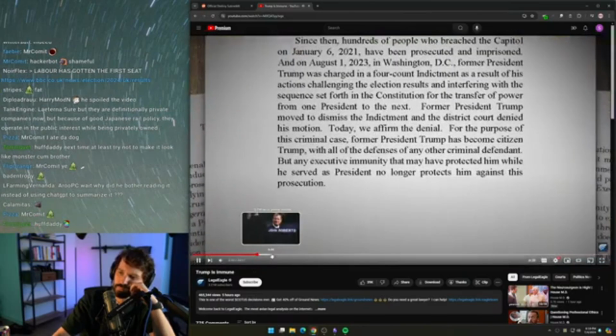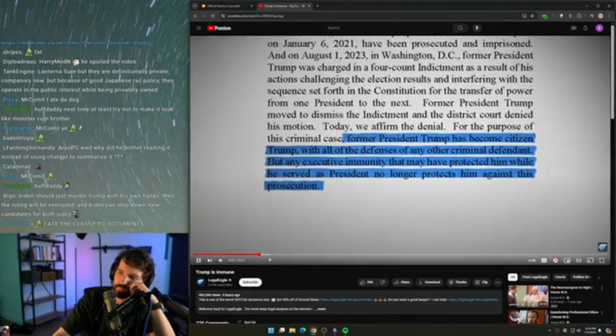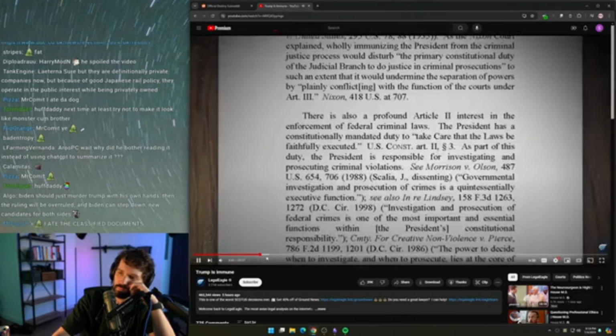The DC Circuit upheld the lower court's ruling that, quote, "former President Trump has become citizen Trump with all the defenses of any other criminal defendant. But any executive immunity that may have protected him while he served as president no longer protects him against this prosecution." The Circuit Court ruled that presidents are not above the law.